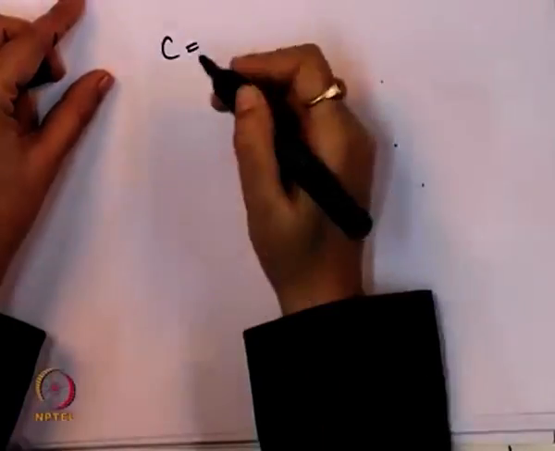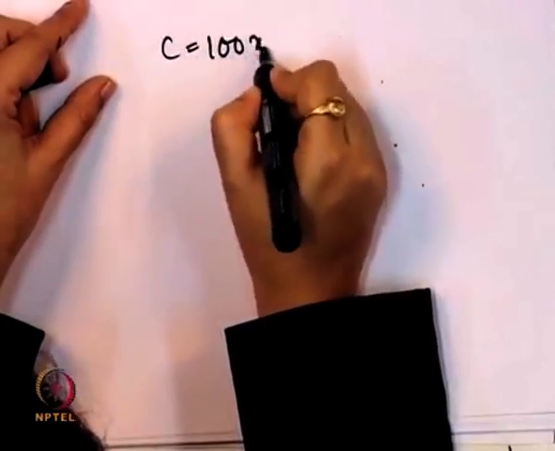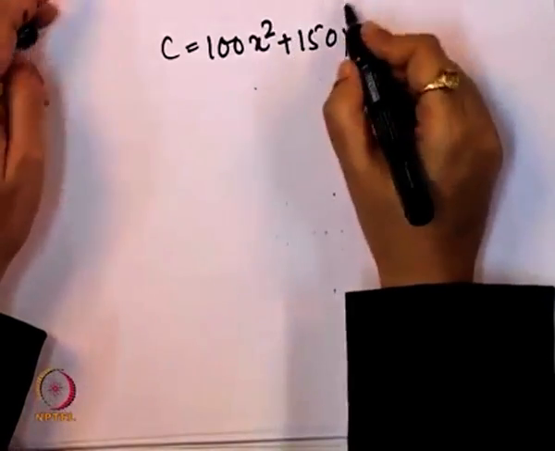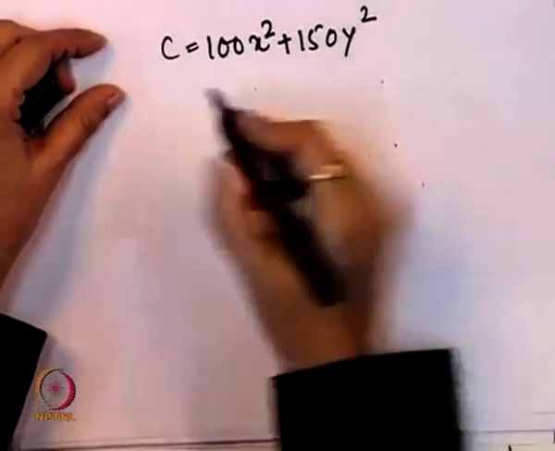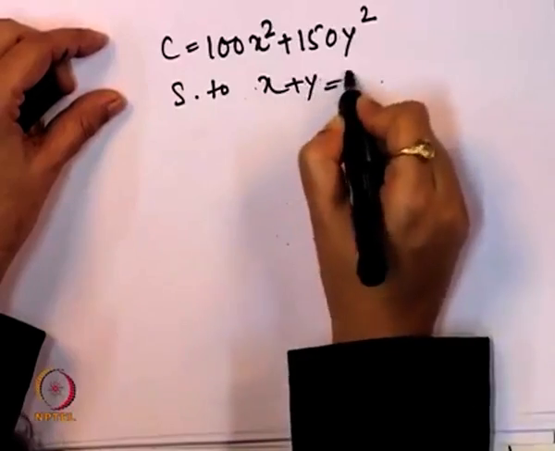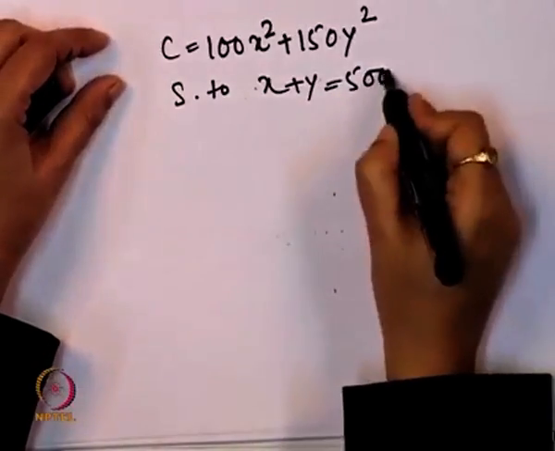Similarly, using this Lagrangian method, we can also solve a cost minimization problem, where the optimization problem is to minimize the cost. So, let us look at the cost minimization problem. Now, the cost function over here is 100x square plus 150y square, and this is subject to x plus y equal to 500.